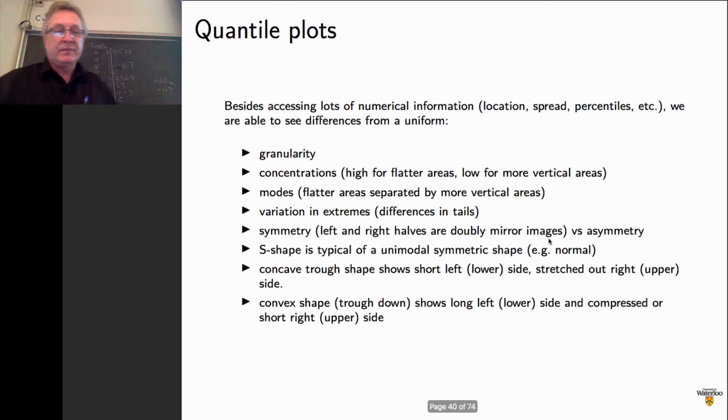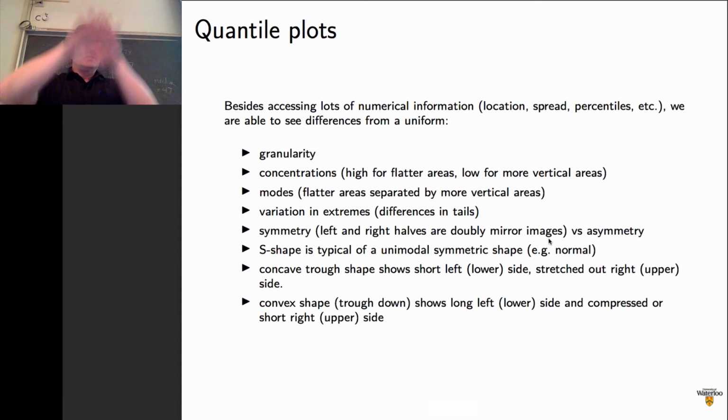be flattening out. So quantile plots, a lot like stem and leaf plots, in the sense that you can see the granularity of the data, you can see where it concentrates. The concentration is where it seems to be flatter, where it's spread out is where it seems to be stretched out. It looks more vertical, right? And you can see variation in the extremes.